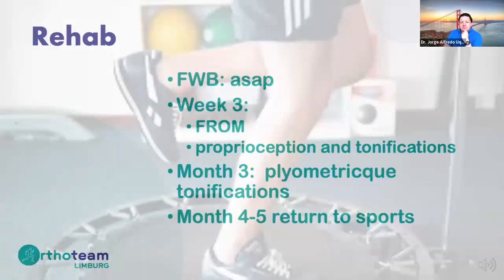In the rehab, we go for full weight bearing as soon as possible, depending on pain and swelling. And this is especially from the extra-articular monolith procedure. We try to get full range of motion in week 3, and we start proprioception exercises and tonifications at week 3.